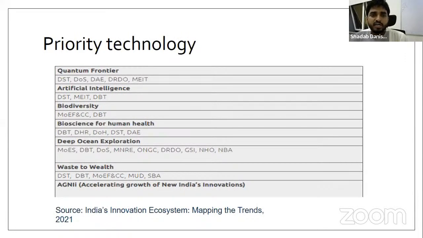Look at the priority technologies here in India: quantum frontier, which DST, the US DST, Department of Science and Technology, artificial intelligence, and biodiversity, bioscience, and human health.